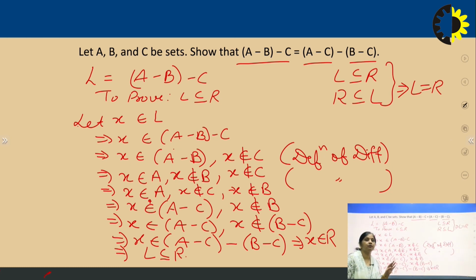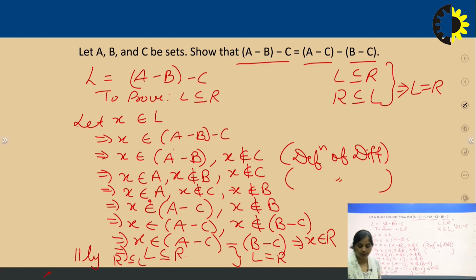This way we can show that (A minus B) minus C is equal to (A minus C) minus (B minus C). Same steps can be taken to show that. Similarly, using the reverse steps, we can prove that R is a subset of L, and from here we can say the left hand side is equal to the right hand side. So this way we prove set statements where two equal expressions are given. We can use the method of definition to prove that the two expressions are equal or not.